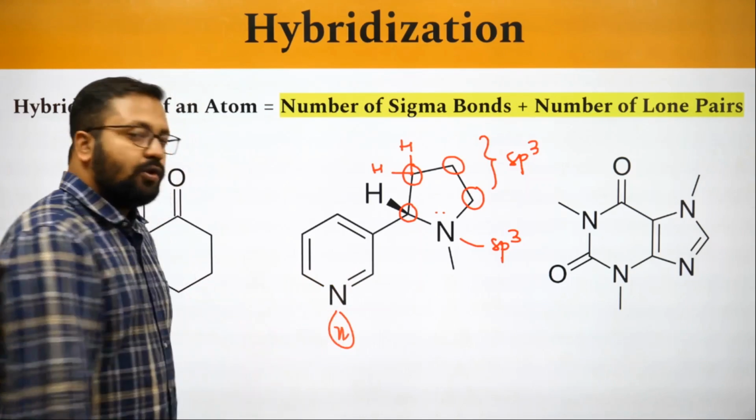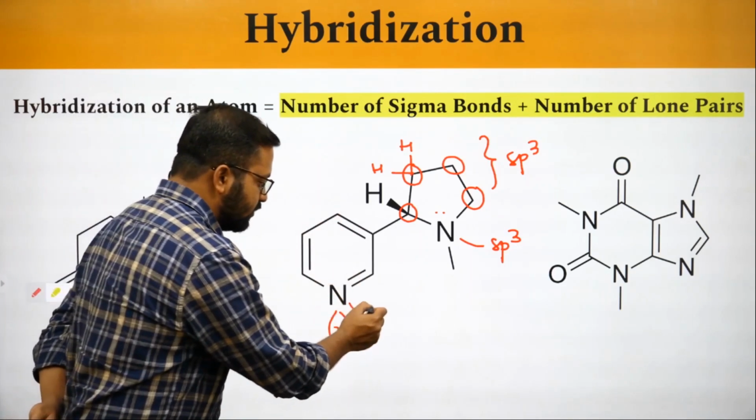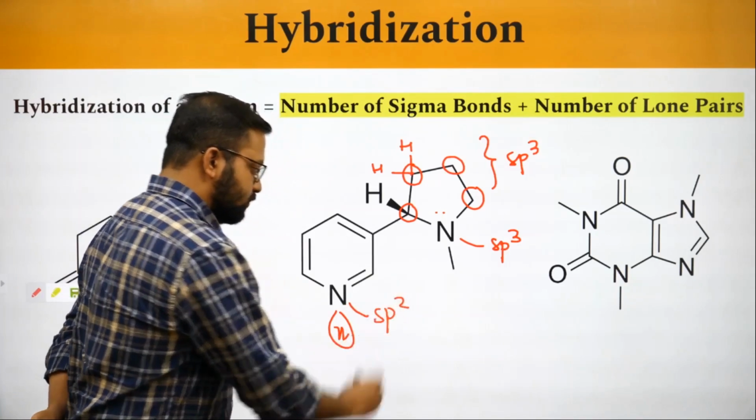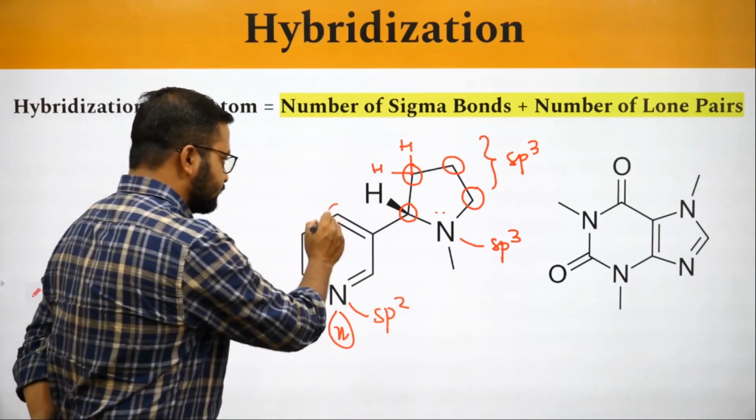2 sigma bonds, 1 lone pair of electrons, sum is 3, and that makes it sp2 hybridized.